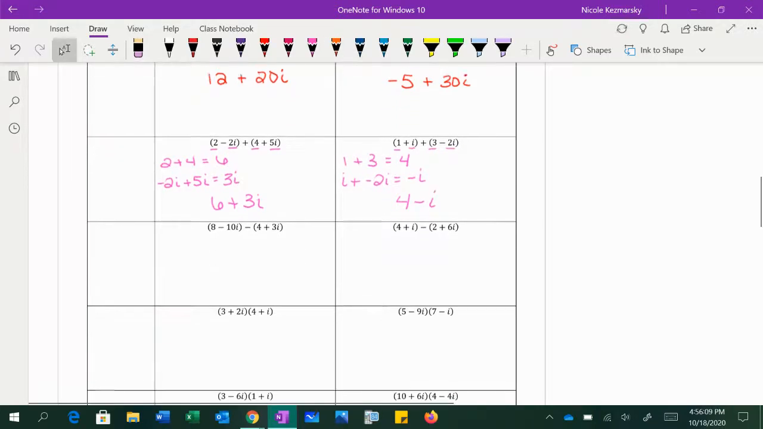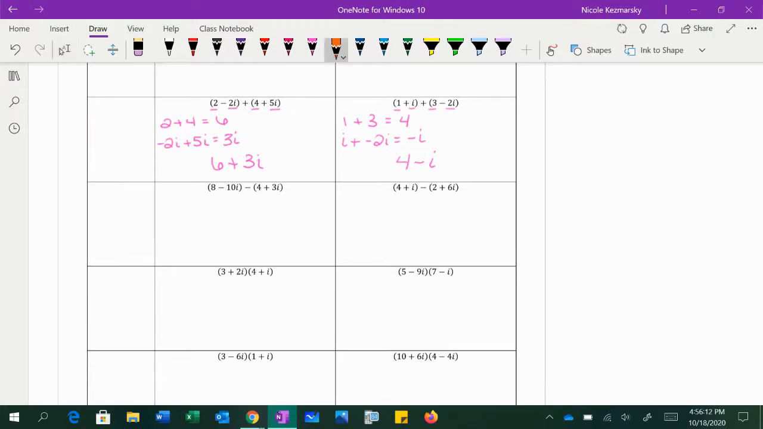I can do the same thing with subtraction, but what I would recommend you do is take that minus sign and distribute it first. So make this 8 minus 10i minus 4 minus 3i. And then combine your i's and your non-i's. So my non-i's are 8 and minus 4, so that's going to get me 4. And then I've got negative 10 and minus 3, which is negative 13, with the i attached.